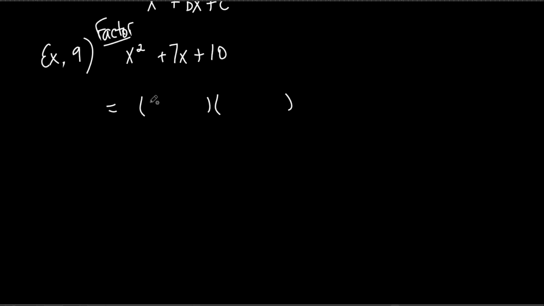An x, right? Because first, remember, first, outside, inside, last. So if I go to the first, this times this has to equal x squared. So what times what equals x squared? X times x. Does that make sense?